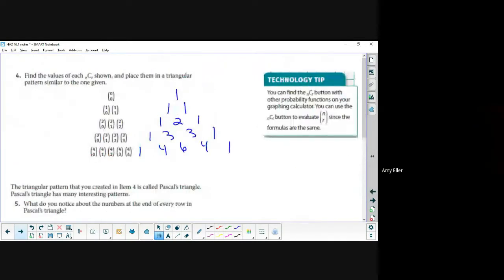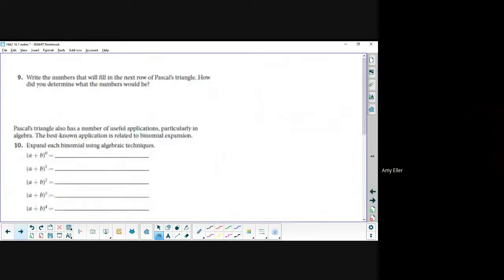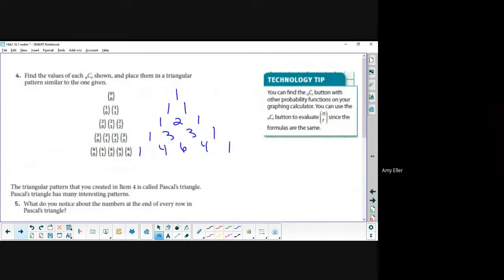Brayden, you notice anything? Putting this Pascal's triangle next to your bell work and seeing if you notice anything. Jillian? That's true. Do these numbers appear on your bell work? 14641. I don't think all of you saw it. Look again. Look at your bell work. See if you find the numbers 14641.